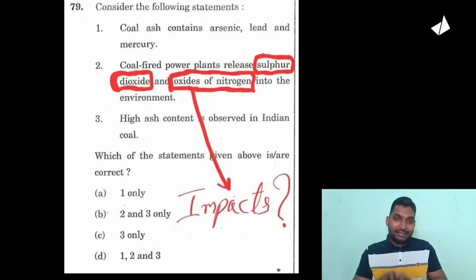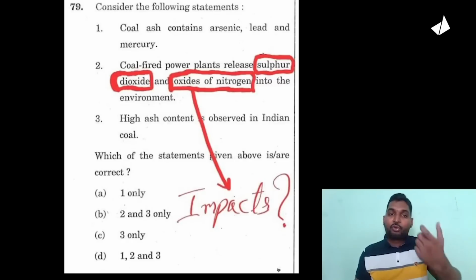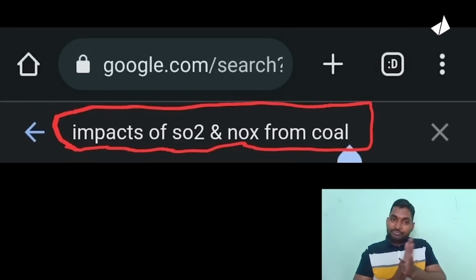Moving ahead, we had another question in 2020 prelims paper. Now statement 2 here says coal-fired power plants release sulfur dioxide and oxides of nitrogen into the environment. So we have a context. What is the context? Coal-fired power plants emitting sulfur dioxide and oxides of nitrogen. So we are going in for a level 2 analysis here because we have the context given by the question itself. We open the browser, we search for impacts of sulfur dioxide and nitrogen oxide from coal.